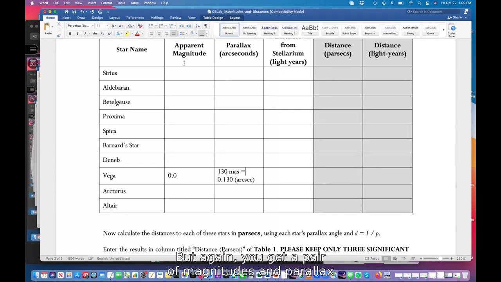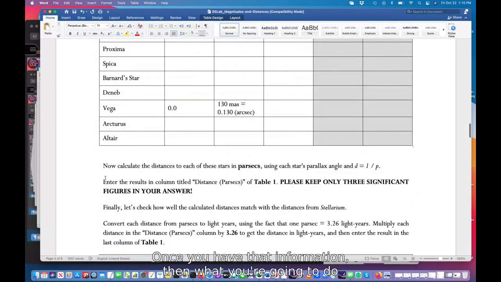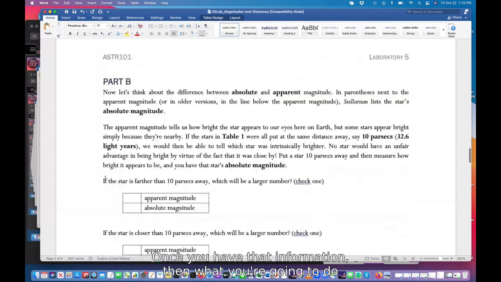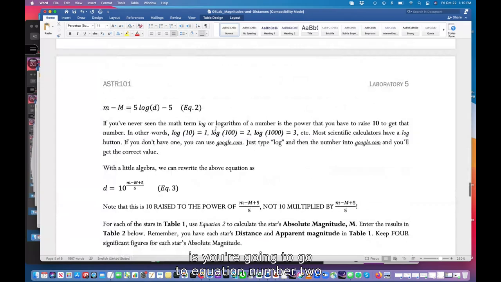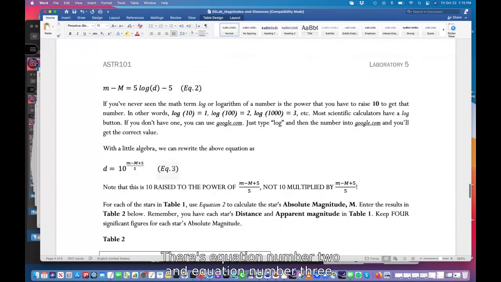But again, you get apparent magnitudes and parallax, just like you would if you're an astronomer, and then from the parallax, calculate the distance. Again, these are nearby stars only. Once you have that information, then what you're going to do is go to equation number 2. Okay, there's equation number 2 and equation number 3.